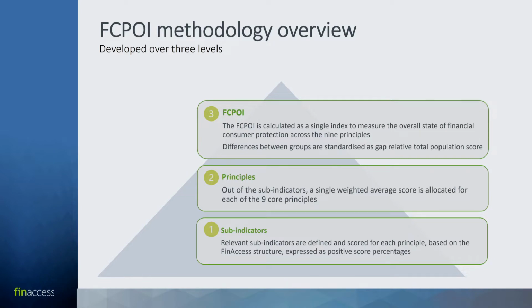Index just means that it's stated relative to 100 in percentages, so that you can track progress over time. And then also importantly, differences between groups are standardized as a gap relative to the total population score. So if the total population scored 20% and this group scored 11%, then if you state it relative to the total population as 100, the group would have an index score of 55, and you could standardize the differences between groups.